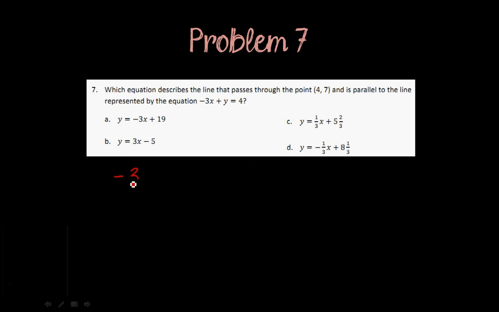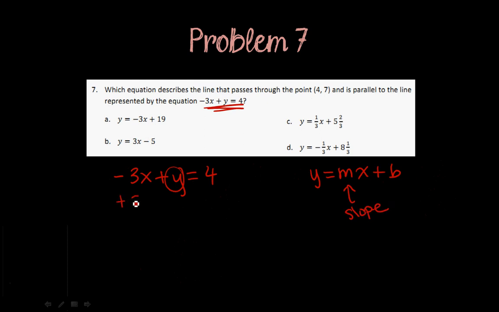So we have negative 3x plus 4y equals 4. So I got that from right here. And I need the y to be by itself. We're looking for this value right here. Okay, so I'm going to add 3x to both sides. Y equals 4 plus 3x, which means that's my slope. It's a positive 3.